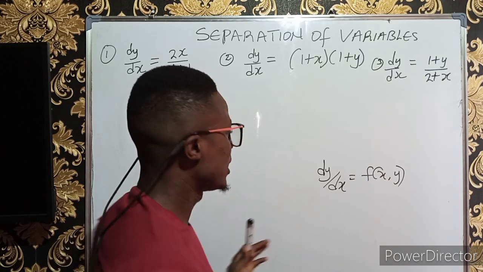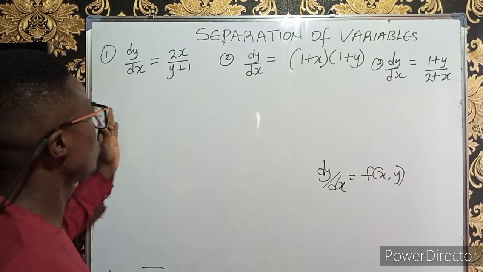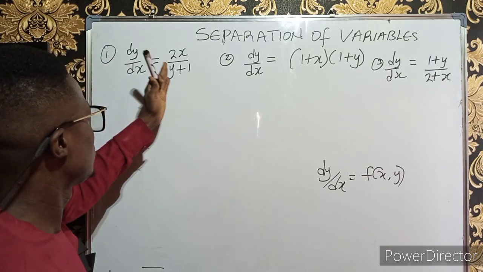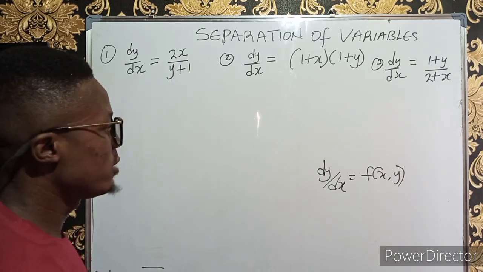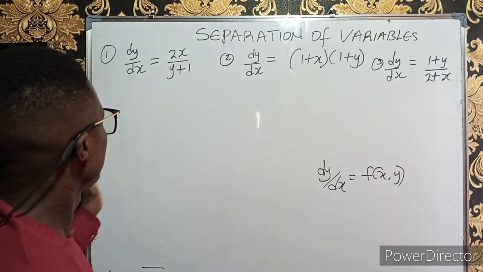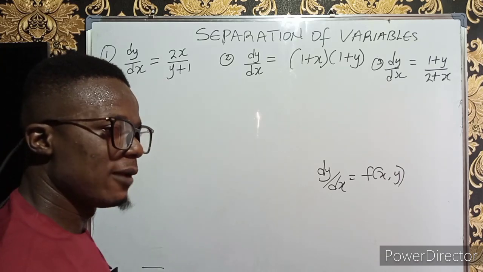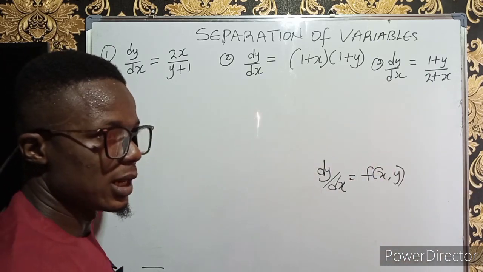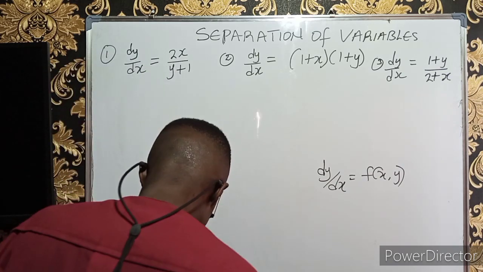Now look at the question we are given here. We are asked to solve this given differential equation, and the first one says that dy over dx is equal to 2x over (2y plus 1). To solve it by separation of variables, it implies you can move y to the left hand side while x stays on the right hand side, so that they will be separated. The x variable stays together while the y variable stays together.